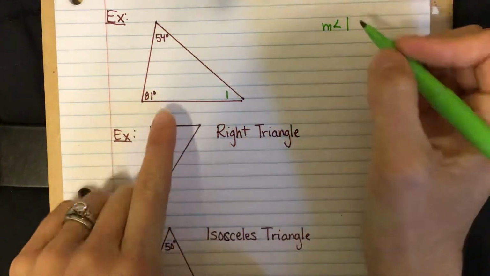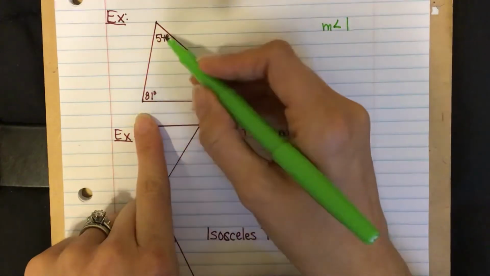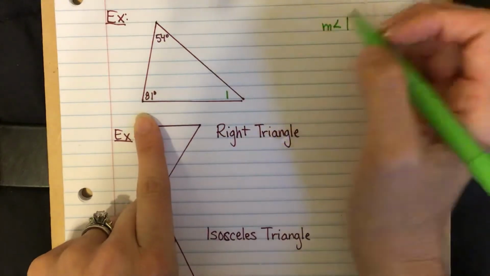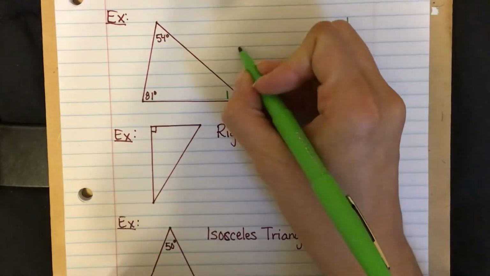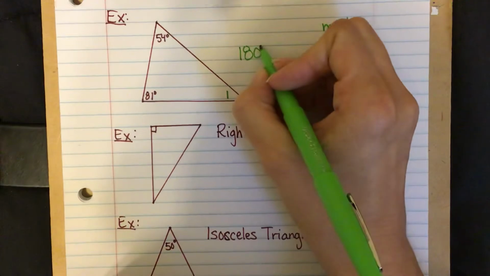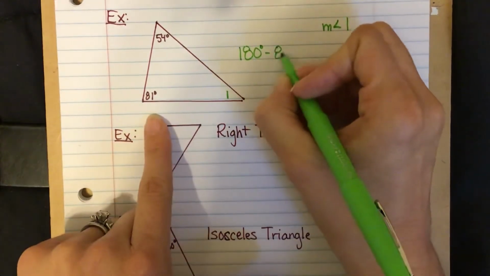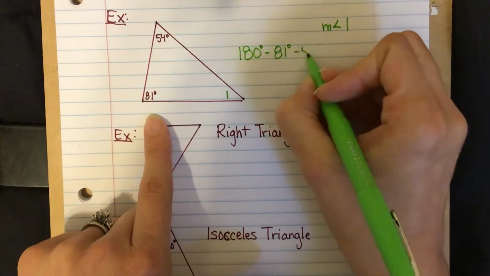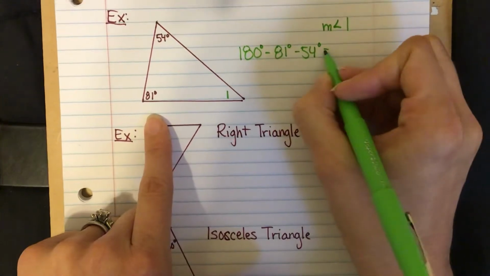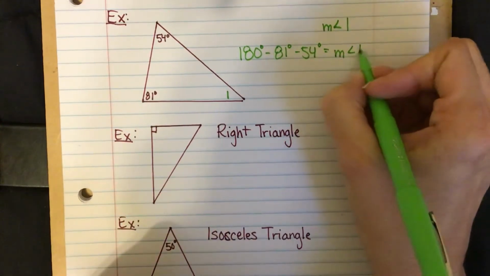Okay, so what we're going to do is add these up and subtract it from 180 degrees. So 180 degrees minus 81 minus 54 degrees is going to get us the measure of angle 1.